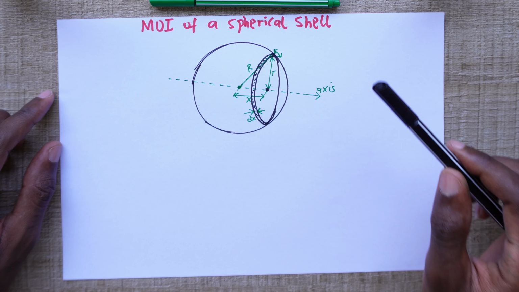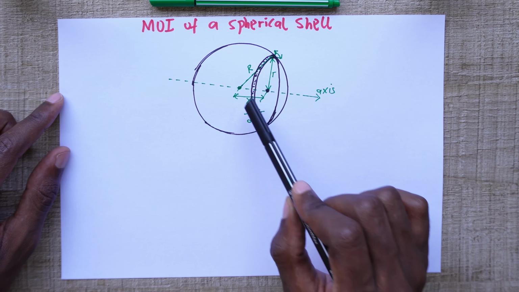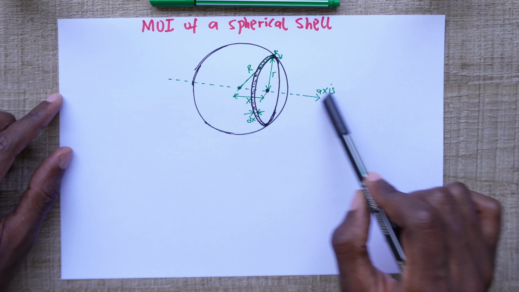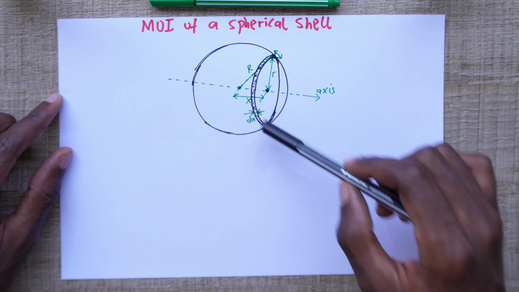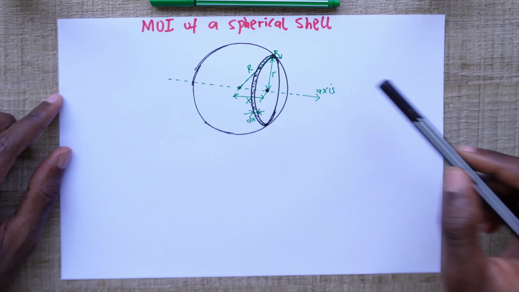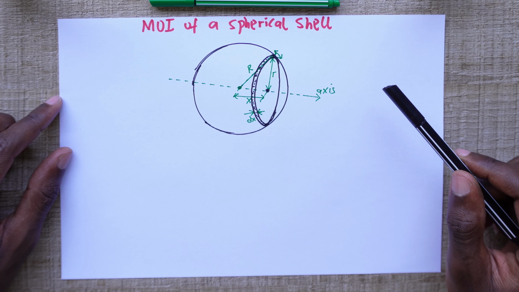So due to symmetry, again, the moment of inertia of the shell about any axis that passes through the center is going to be the same. So whatever the axis that you decide to choose, the moment of inertia is going to be the same.